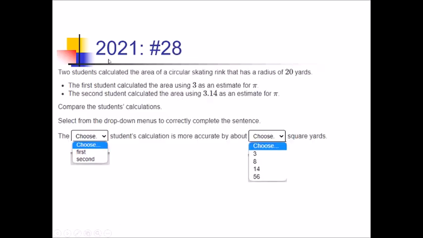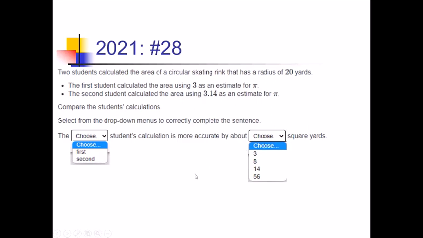For this problem, we have two students calculating the area of a circular skating rink with a radius of 20 yards. The first student calculates this using 3 to estimate pi, and the other one uses 3.14 for pi. So we want to compare these calculations and figure out who's more accurate, the first or the second, and by about how many square yards.